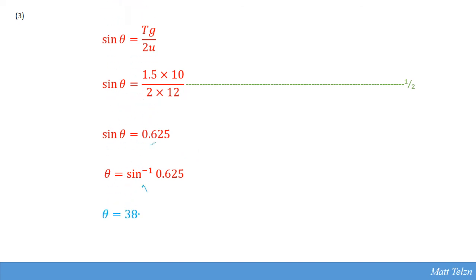So our theta is equal to 38.7 degrees, and this is half mark allocated to it. If you write 38.7, you are wrong. The unit must be there. Okay, and the total marks allocated to question 3 is 3 marks, right?